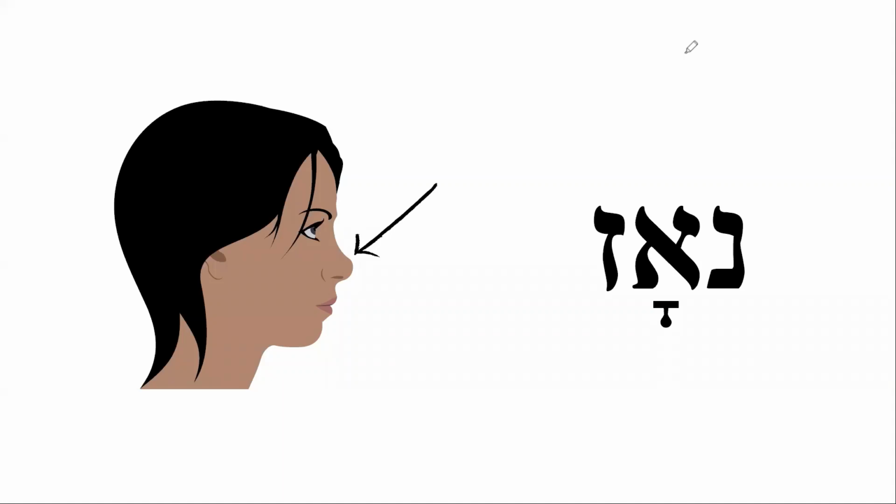Nose means nose. Here is Nun with a horizontal line at the bottom and also on top, and Zayin with the short line on top sticking out on both sides.